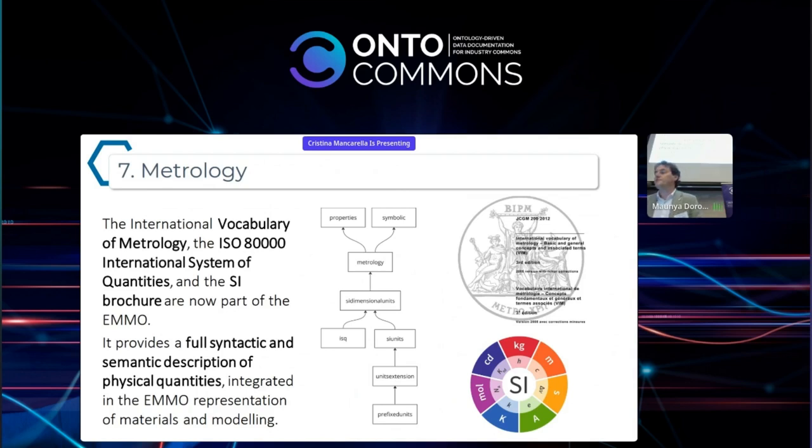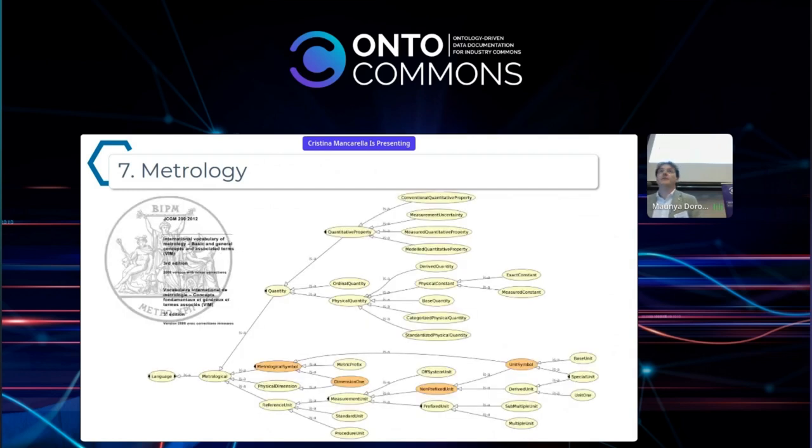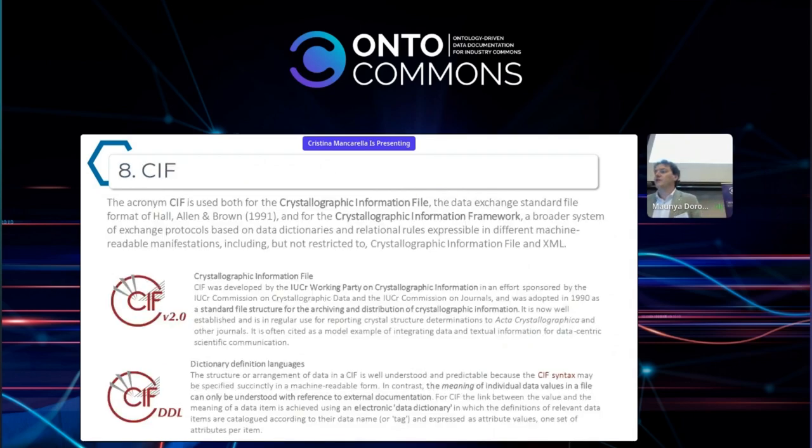And now we have also the representation of physical quantities in the EMMO, which is also thanks to the work of Jesper from SINTEF, and is also alignable with the QUDT approach. Here you can see, for example, the taxonomy of the metrology language in the EMMO, in which we try to capture all the most important concepts that come from the vocabulary of metrology that are in common with every system of units.